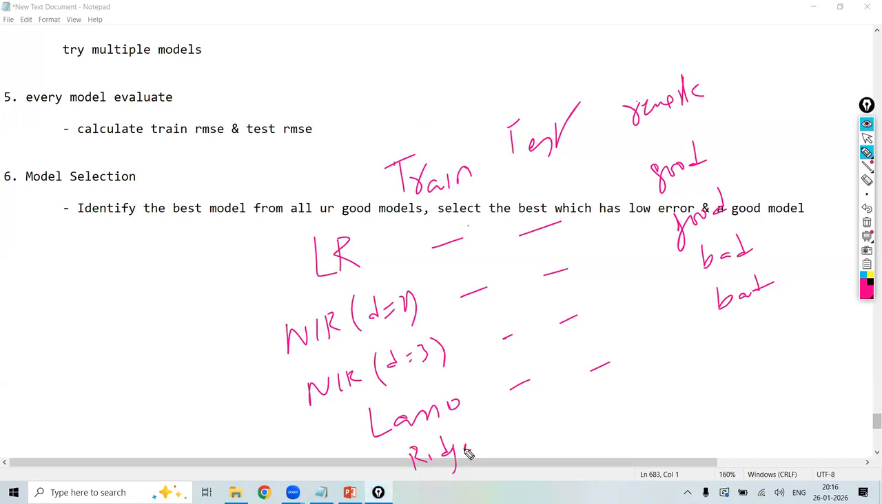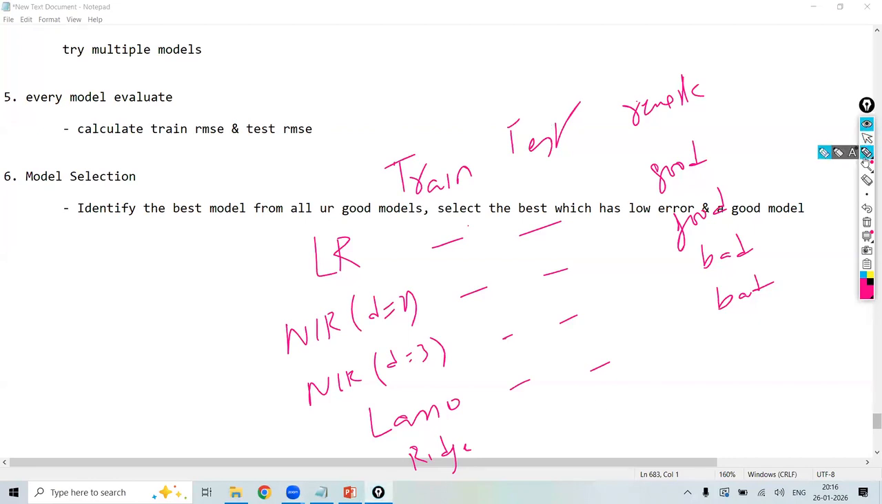What is meant by bad and what is meant by good? Good is nothing but if the train and test RMSE both are the same, it is a good model. If both of them are not the same, it is a bad model. Underfitting or overfitting are called bad models. No underfitting, no overfitting are called good models. Good model means no overfitting, no underfitting.